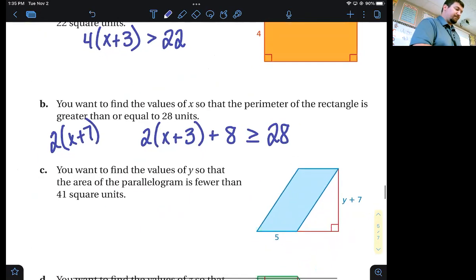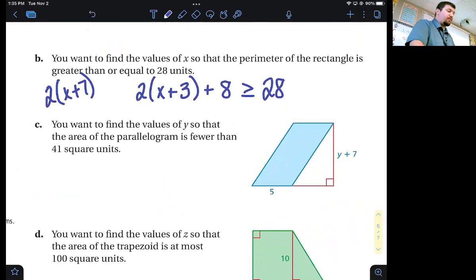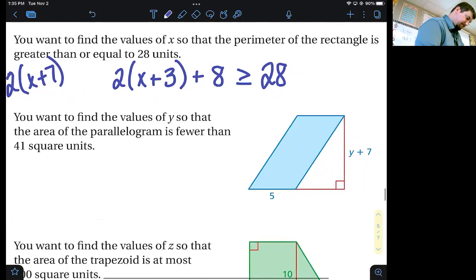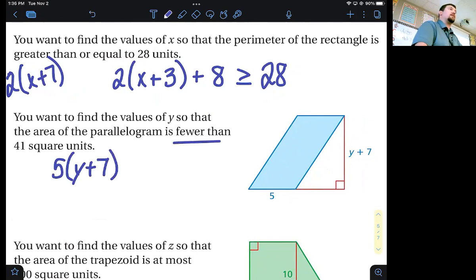or not at all. C, you want to find the values of y, so the area of this parallelogram is fewer than 41. Seth, what would I do to find the area of a parallelogram? Okay, so what's my base and what's my height? Okay, it says fewer than. Seth, what symbol should I use? All right, less than 41.